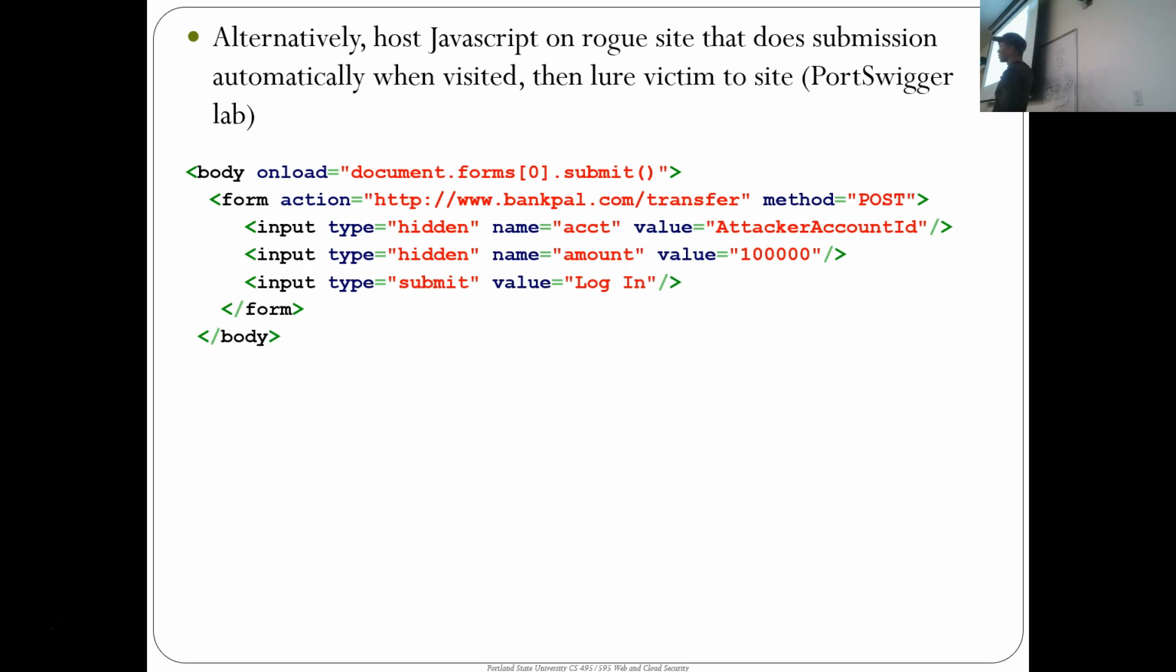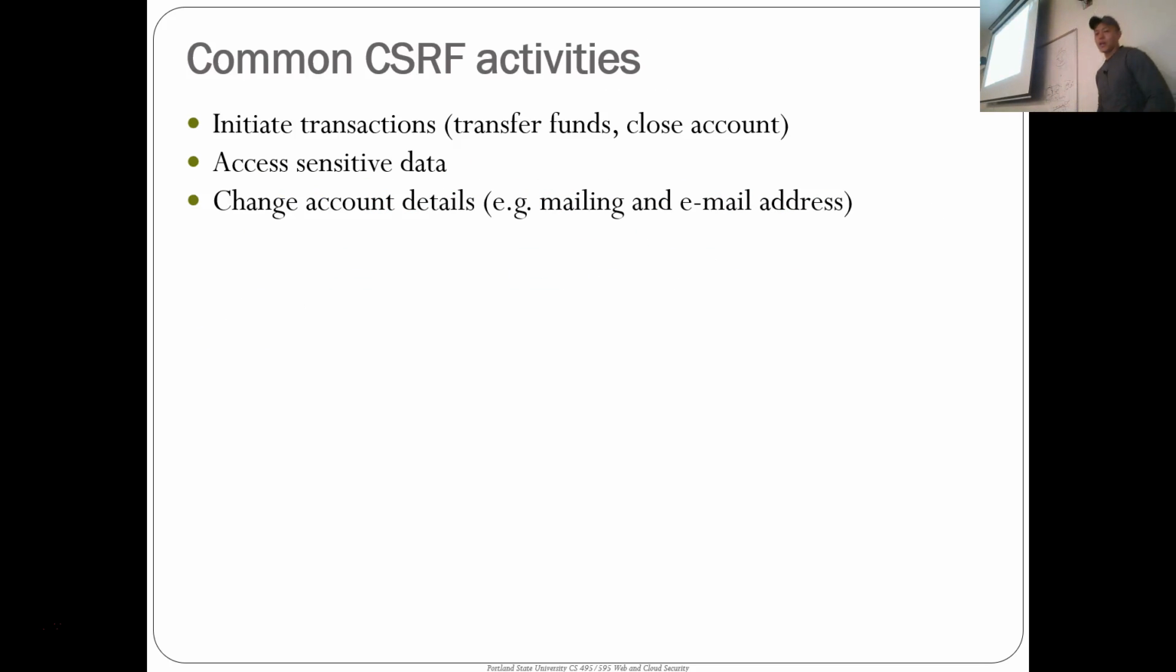This is the pattern that's going to be used in the PortSwigger labs to test whether or not you have successfully done a CSRF attack. Okay, so what do you do when you have a CSRF vulnerable site? Some of the things that you might see happening would be to initiate transactions that the user might not want, like transferring funds, closing the account. Another thing is to access any sensitive data on that account, or to change the account details. If you want to hijack someone's bank account, then maybe you'll change the email address on the account, or the mailing address would be another one that you could do.